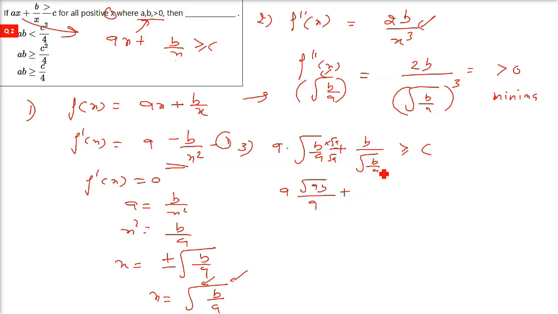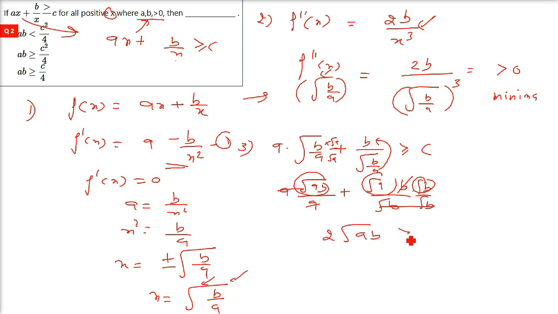The second term, which is b by under root a, b by a, multiply it by under root b. So multiply it by under root b. Denominator will be b cancels. Here under root a with numerator will get cancelled. So we have under root b here, under root ab here, under root ab. So it will be twice under root ab. It is greater than or equal to c.